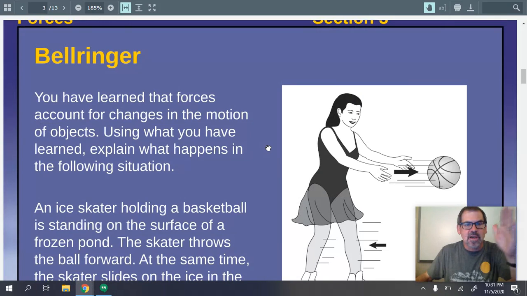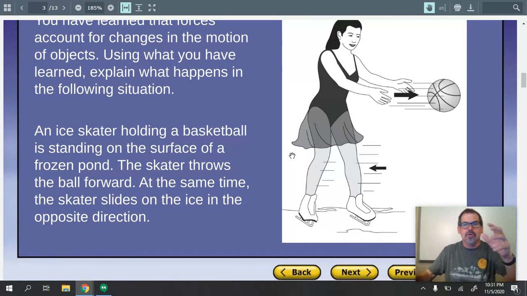You've learned that forces account for changes in the motion of objects, right? Using what you have learned, explain what happens in the following situation. An ice skater holding a basketball is standing on the surface of a frozen pond. The ice skater throws the ball forward, and at the same time, she's going to slide in the opposite direction. That's far more likely to occur if you're on ice and not if you're standing on the ground. And why is that the case?